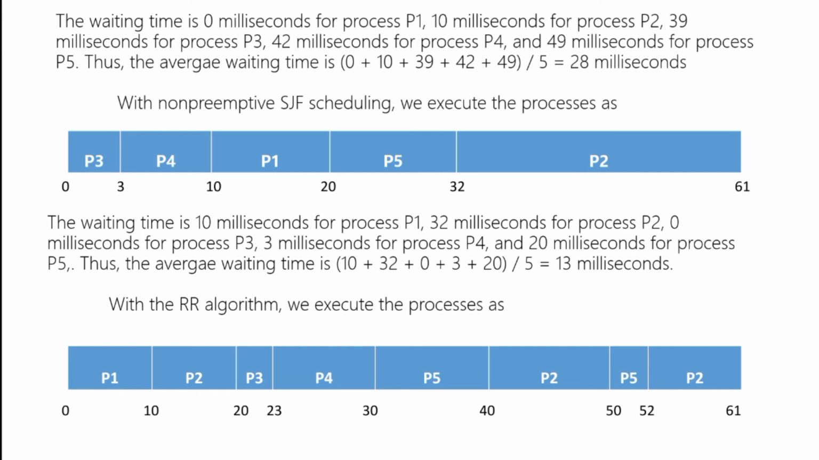So to get the total average waiting time for the processes, we only have 13 milliseconds compared to FCFS, which has 28 milliseconds. Next, we will now be using the RR algorithm compared to FCFS and SJF. So this is the process as follows.